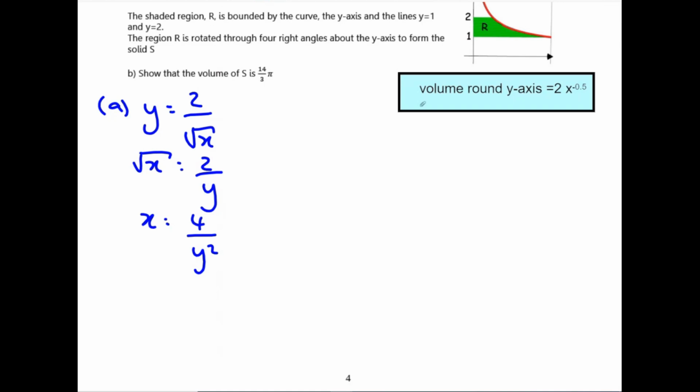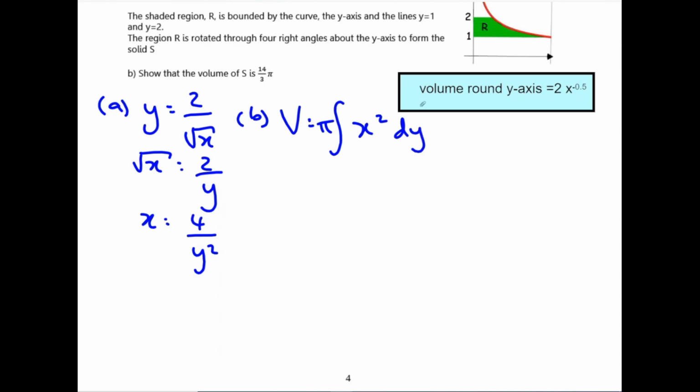It then tells us it's rotated 4 right angles about the y-axis, which forms a whole turn. They just word it weirdly sometimes. To form solid S, and it wants us to show that the volume of S is that there. First off, write out the formula. So V equals pi times the integral of x squared dy this time, because we're rotating on the y-axis.